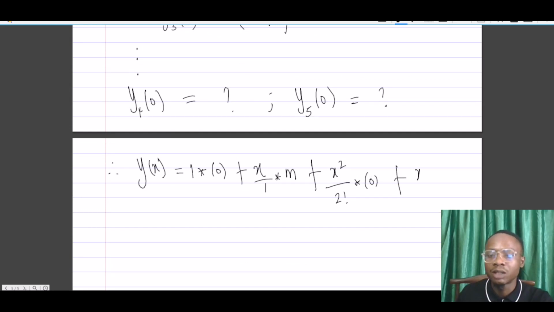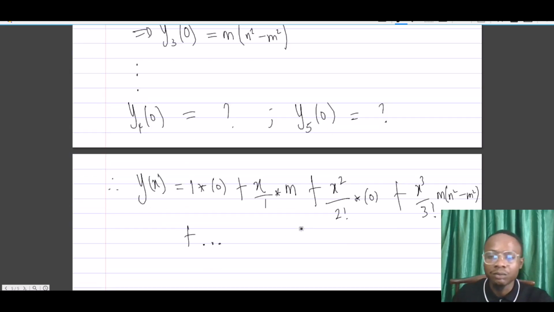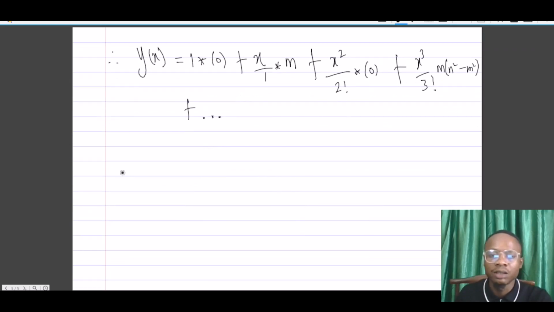Then plus the next one, that will be x cubed over 3 factorial multiplied by y prime prime prime, so that's the third derivative. We have seen that it is m into n squared minus m squared. So put that there, then plus like that and like that. When you've obtained the next terms, you can insert them as well and continue like that. But it's fine. We already have the first few terms, unless a specific term is specified. Once we have the first few terms, up to 3 or 4 or 5, fine. So this is going to be 0.